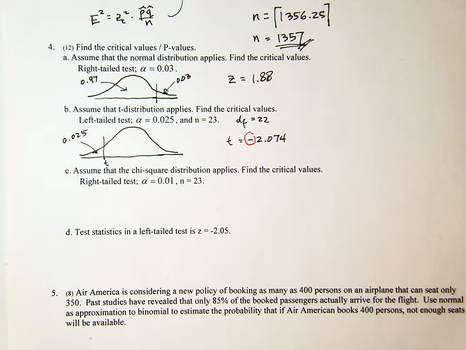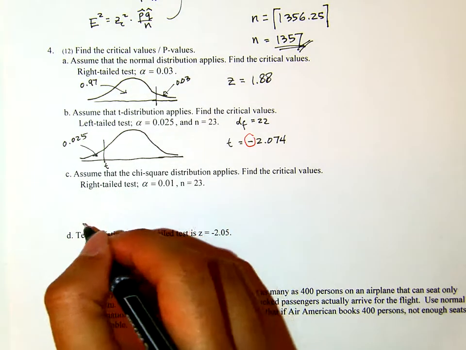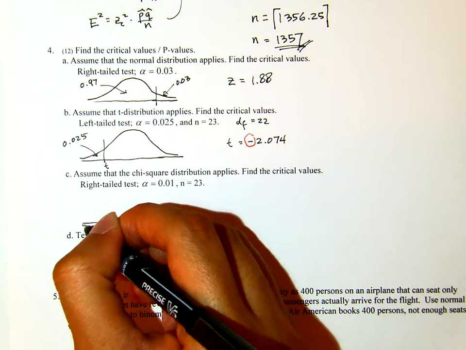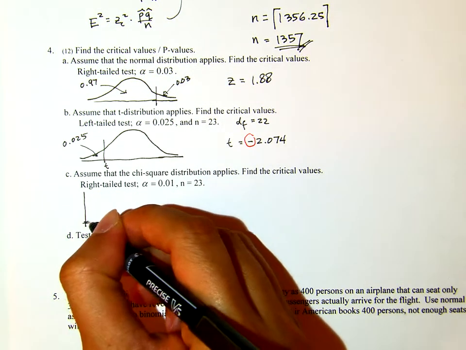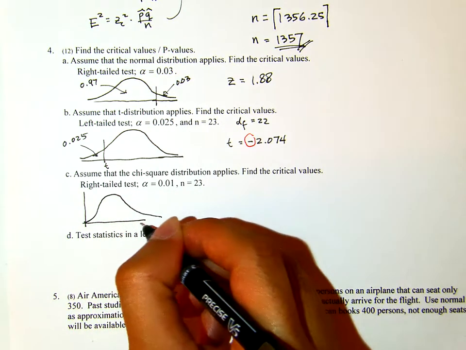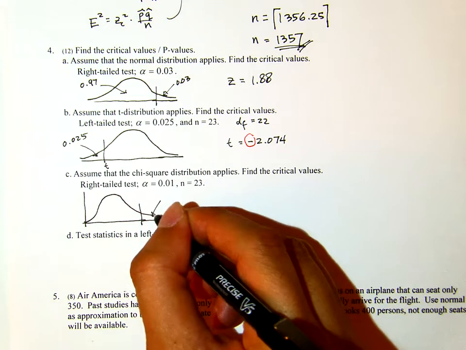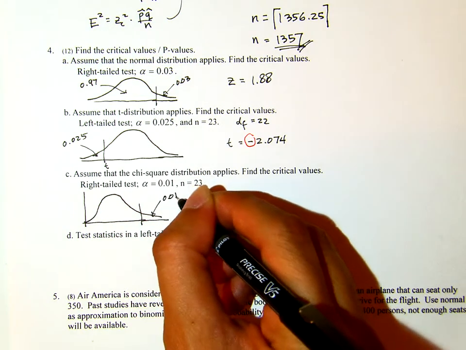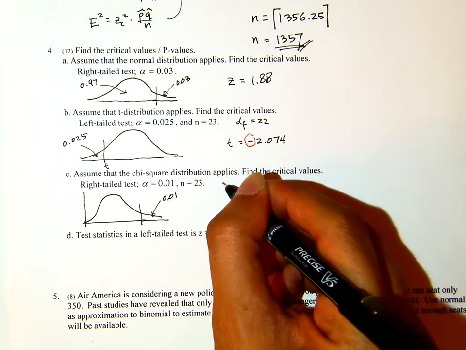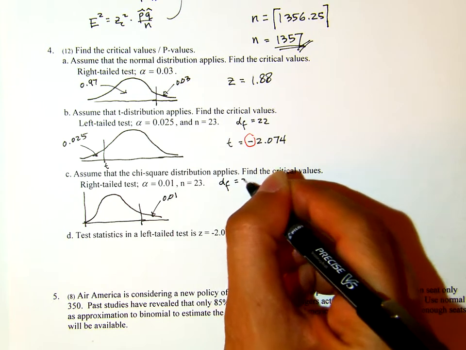Part C, assume that the chi-square distribution applies. Find the critical value of the right tail test. Now let's draw the chi-square distribution first. It looks like this. It's a right tail test, and alpha is 0.01. Now because n is 23, the degrees of freedom is 22.